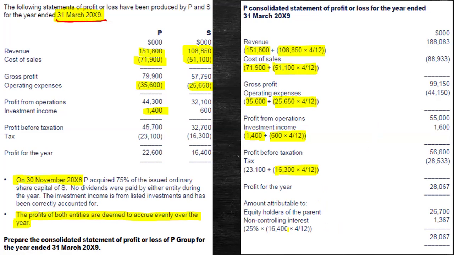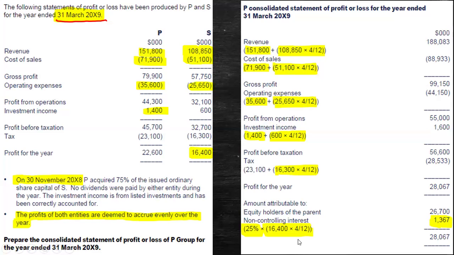And even in the calculation of NCI's share of the profit for the year, we will take the subsidiary's individual profit of 16,400. We will again prorate it 4 over 12, and then we will apply the NCI's percentage to that to get your NCI share of profit for the year.